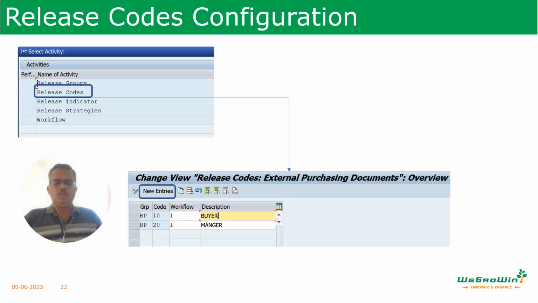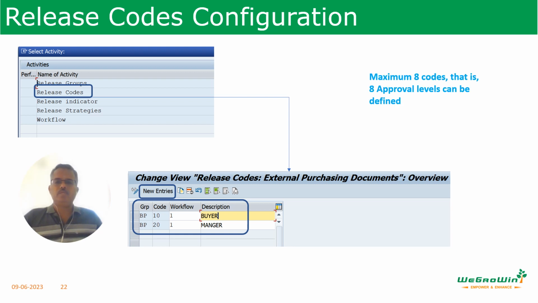And then release codes. Now we select the release code, press Choose, and enter the new entries. Release codes depend on the number of approval levels. For example, in our case we are going for 2 levels of approvals, so we create codes 10 and 20. 10 is for buyers, 20 is for the manager. Let us create the release codes under the same group. Please ensure that, because we already created the group in the previous step, we have to create this release code under the same group. Please take note: a maximum of 8 codes, that is 8 approval levels, can be defined in SAP, not more than this.